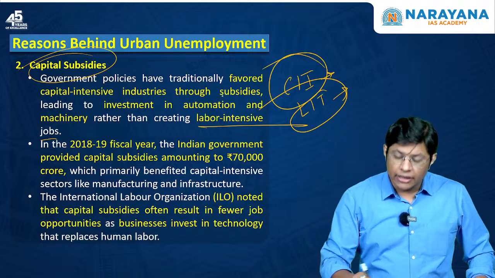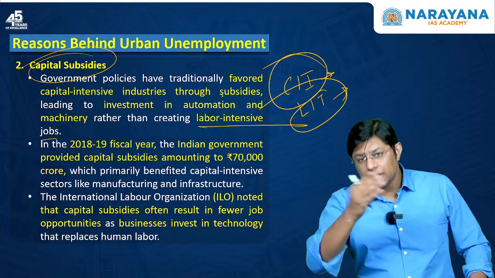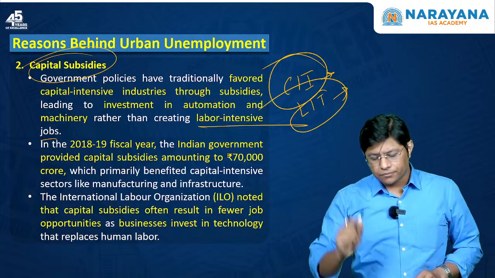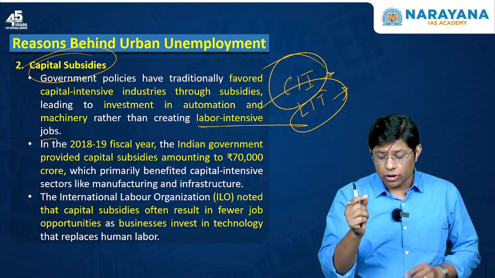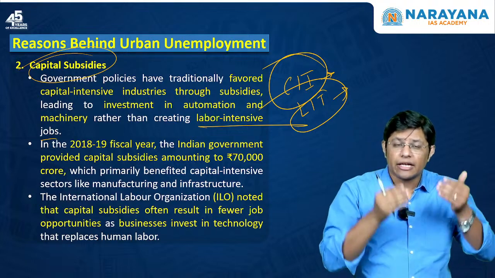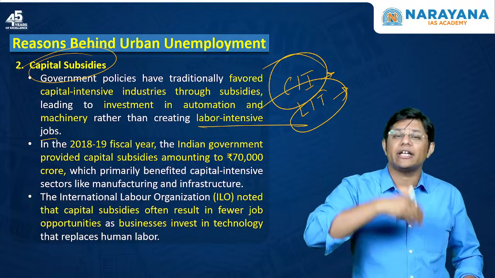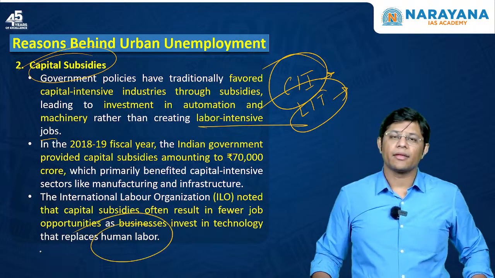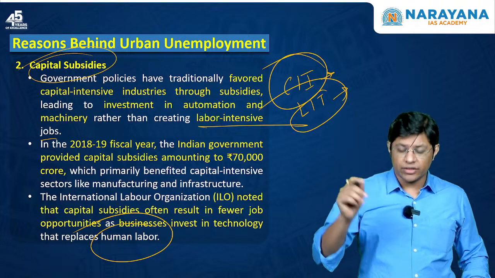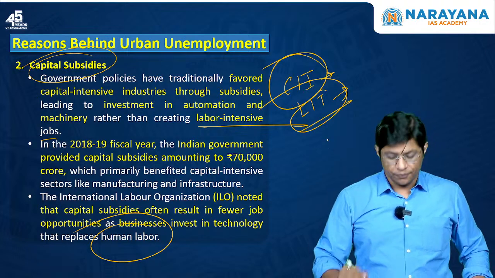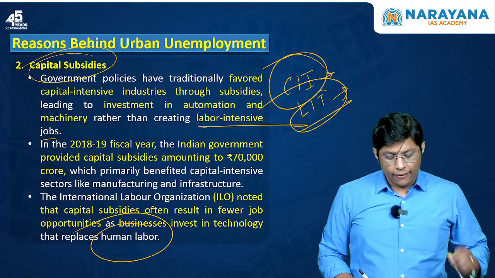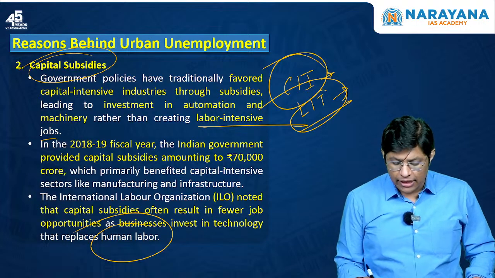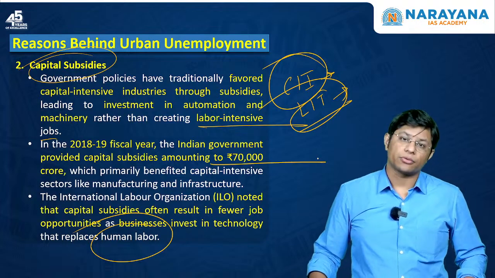The capital intensive industries do not create many jobs and they are replacing the human labor. Why? Because the money that the capital intensive industries get, they use it for technology. They invest in the technology and the technology is replacing human labor. And that's the reason it is important to invest in the labor intensive industries, right? For example, in the year 2018-19, the government provided capital subsidies amounting to 70,000 crore.